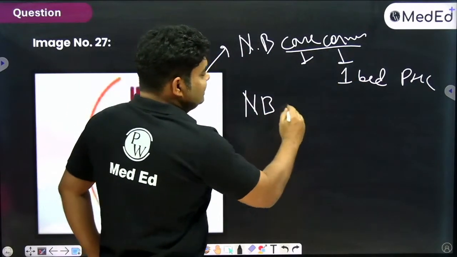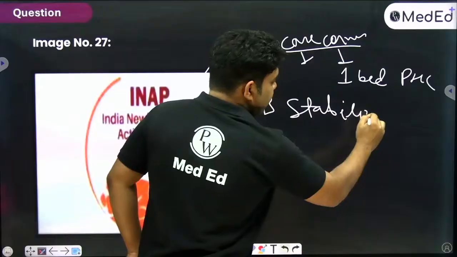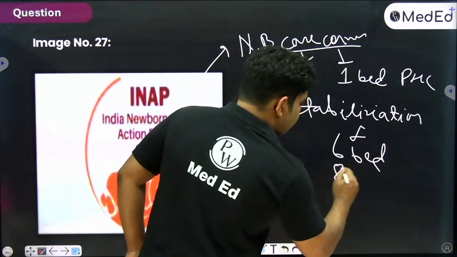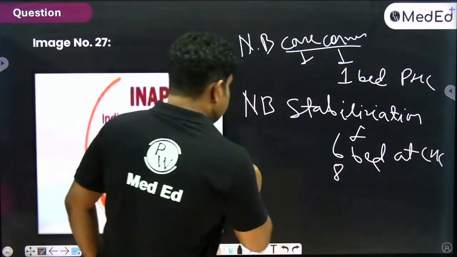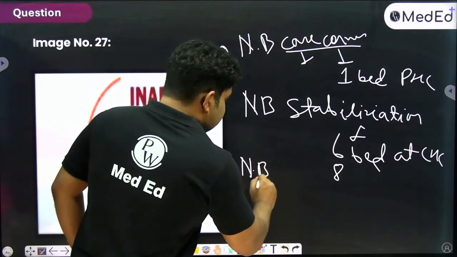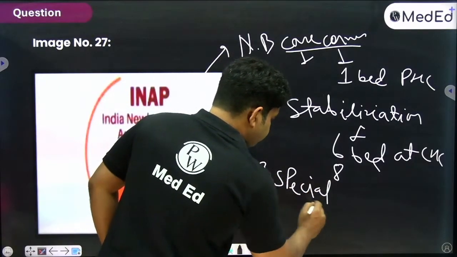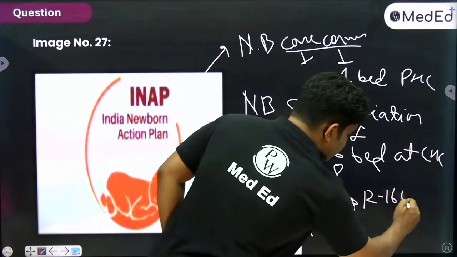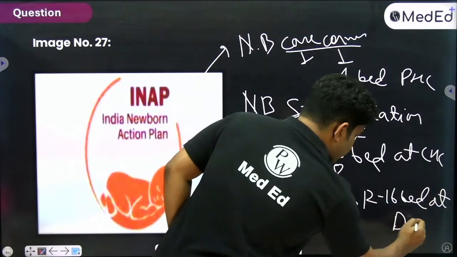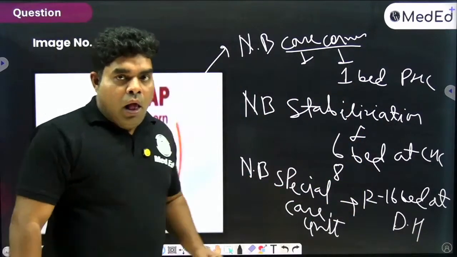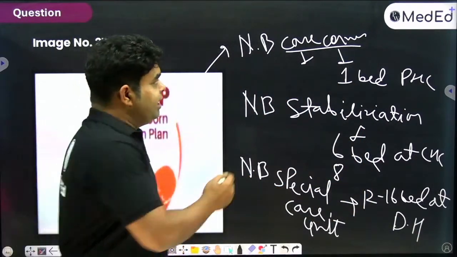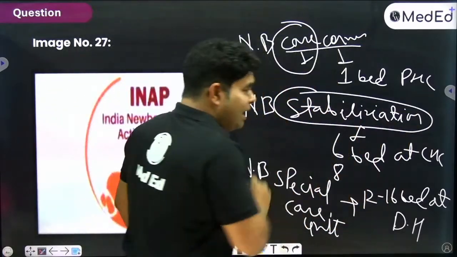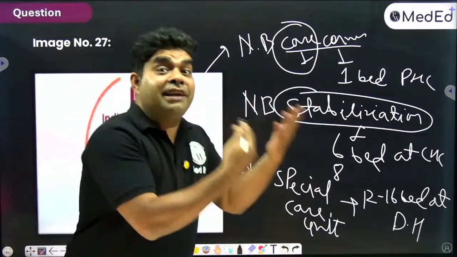Then there is Newborn Stabilization Center. This stabilization center is 6 to 8 beds at CHC. And then there is Newborn Special Care Unit. This special care unit is 12 to 16 beds at district hospital. So how will you remember it? Very simple. First, we need to give care to the child. So Care Corner. After care, we try to stabilize the child. And if the child is not stabilized, we will give special care.